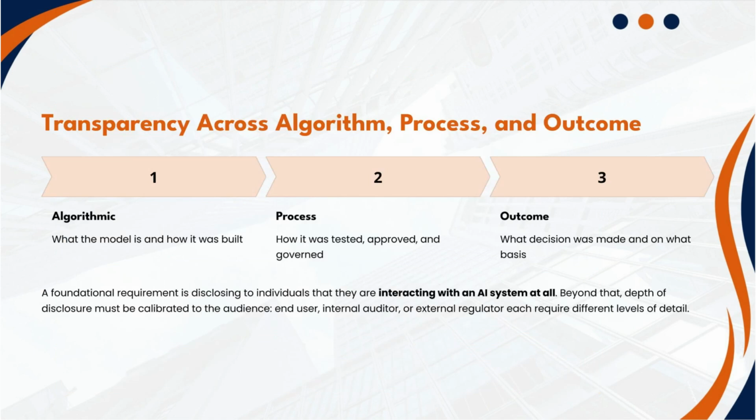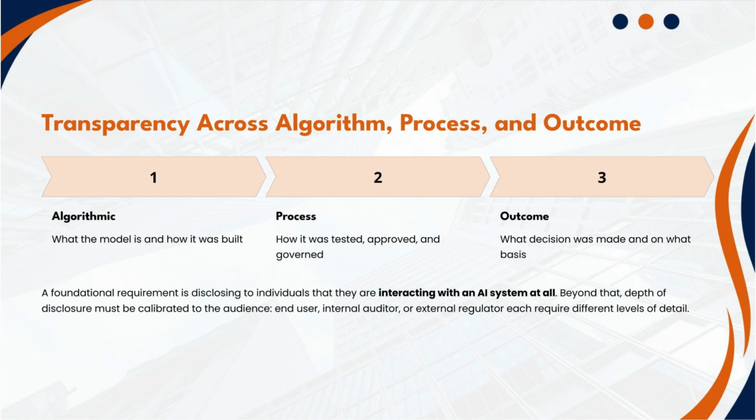So transparency isn't one thing. It operates at 3 layers, and I want you to see them separately because organizations routinely nail one and miss the others. Layer 1, the algorithm. What model is this? What are its inputs? How does it work broadly? This is the layer people think of first, and honestly, it's often the least useful to a non-expert. Telling an affected person you used a gradient-boosted ensemble helps them not at all.